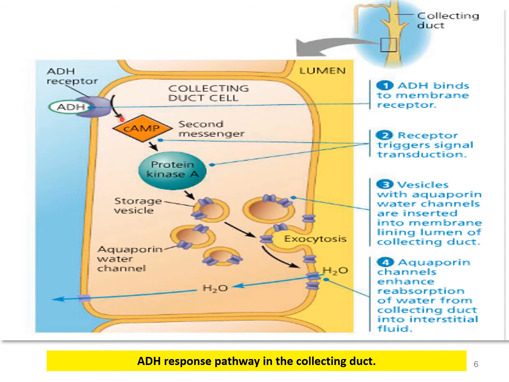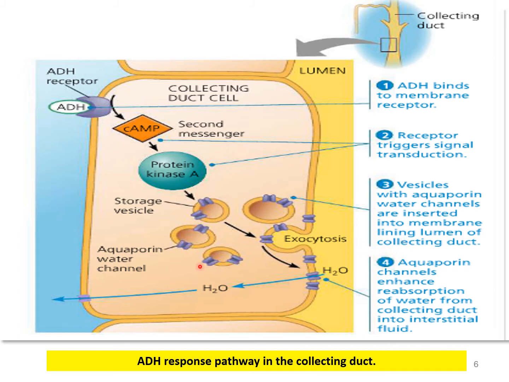Okay, so the ADH hormone will only send information. It triggers the cell through signal transduction to undergo a series of reactions where more aquaporin will be embedded at the plasma membrane of the collecting duct cell. Kat sini kalau kita tengok pointer one by one, so ADH binds to the membrane receptor. The receptor triggers signal transduction, a series of reactions to occur within the cell. And then yang ketiga, vesicles with aquaporin water channels are inserted into the membrane lining the lumen of the collecting ducts.